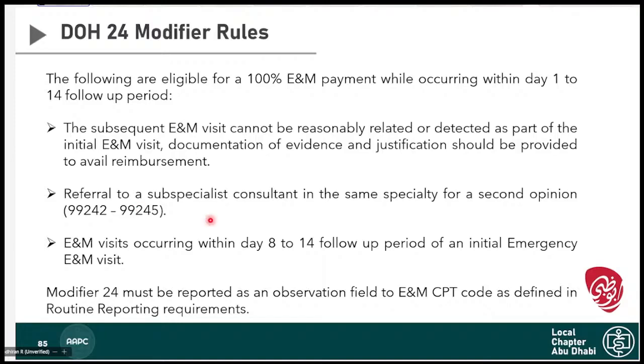Next, referral to a subspecialty consultant in the same specialty for a second opinion. So today a patient came with the same chest pain complaint. However, the provider referred the patient to a particular cardiologist, so that should be billable for two separate E&Ms with the 24 modifier. Next, E&M visits occurring within days 8 to 14 of the follow-up period after the initial emergency E&M visit should also be billable with the 24 modifier. For example, the patient initially visited the emergency department for abdominal pain or some other reason. After day 7, from the 8th day until the 14th day, if they visit any other specialty provider, that is billable with the 24 modifier.